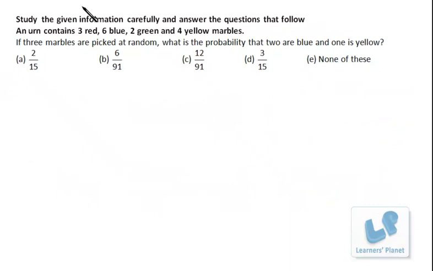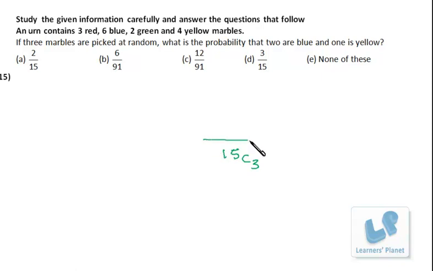Now similarly, just see this problem. The same data is over there, and in this case if 3 marbles are picked up at random, what is the probability that 2 are blue and 1 is yellow? Okay, now the total number of cases will be what? It's 15C3, because out of 15 we are selecting 3 marbles at random.